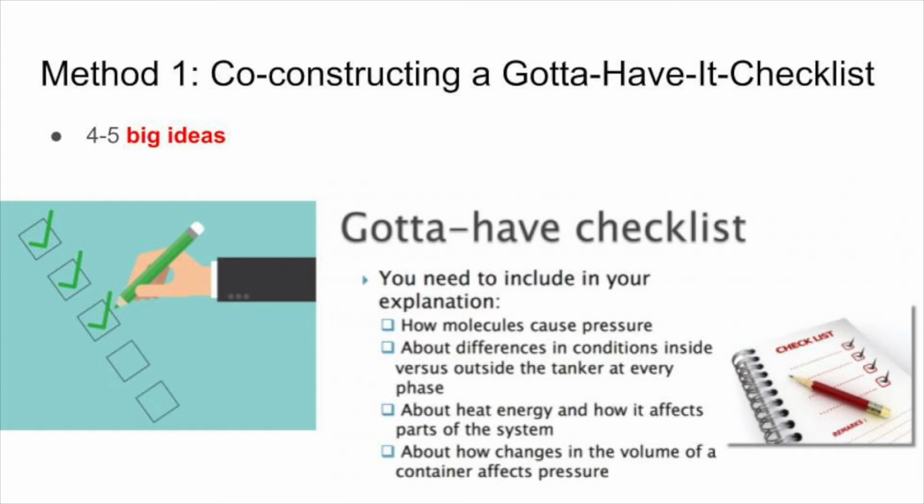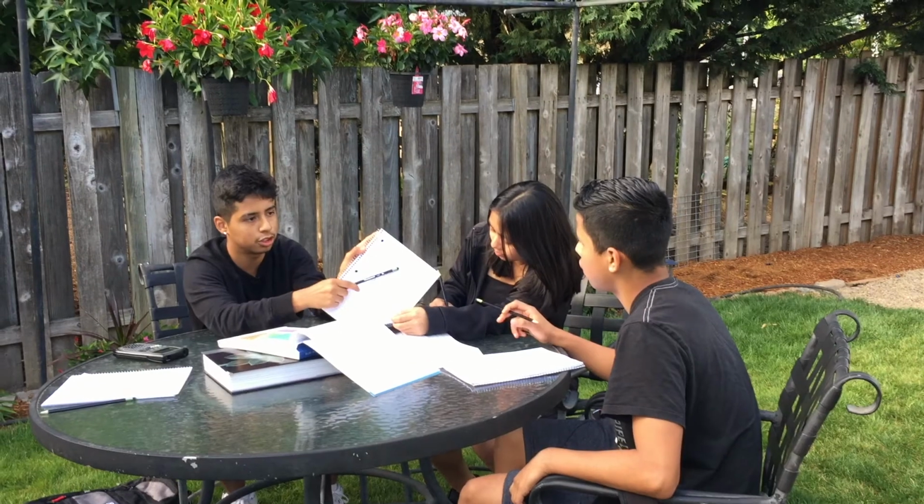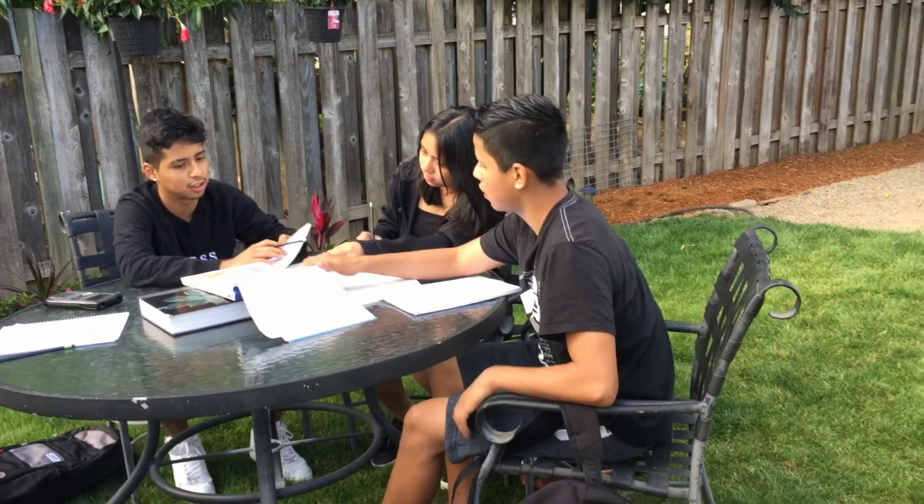The final list should not be long and include about 4 to 5 big ideas that explain the phenomenon they will draw. The next method is to press for gapless understanding in models. At the end of a unit, students will redraw the models with the knowledge they have learned over the course of the unit. While they are working, the teacher will move around the tables and give directive critique. They should offer more direction and more critique than they did earlier in the unit.